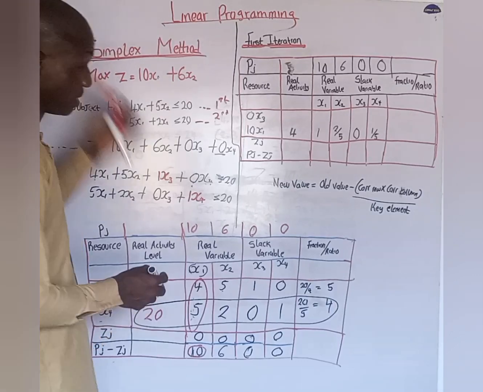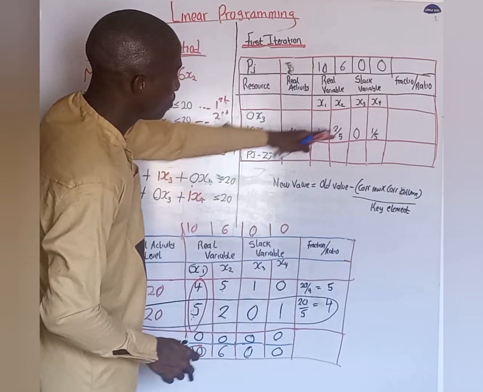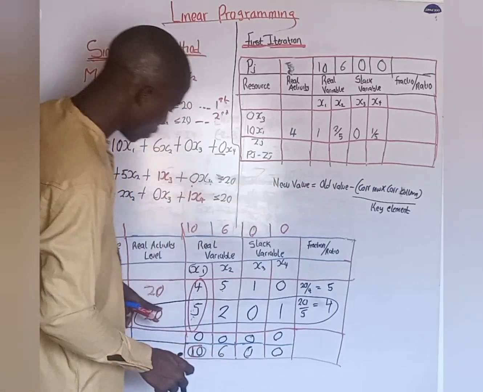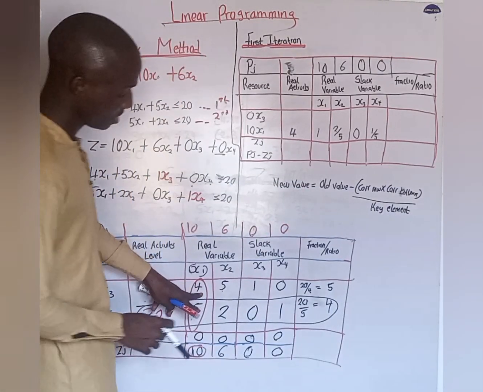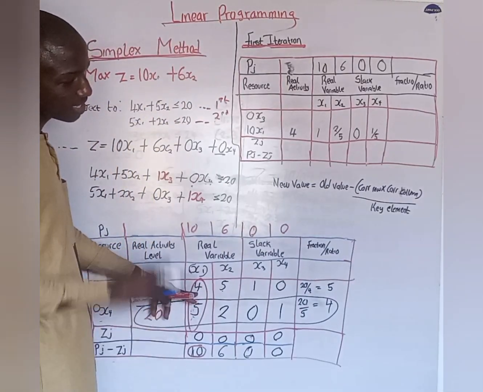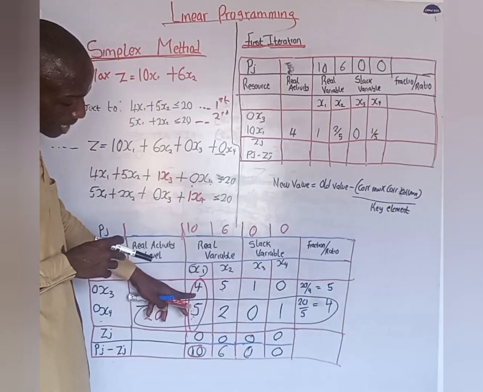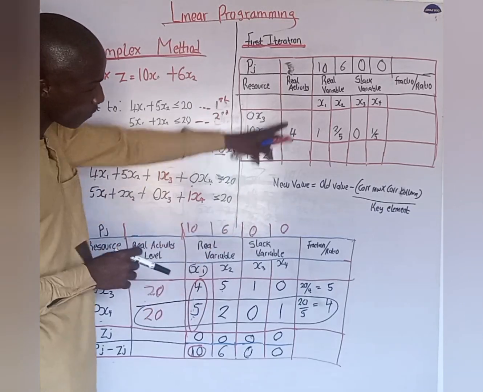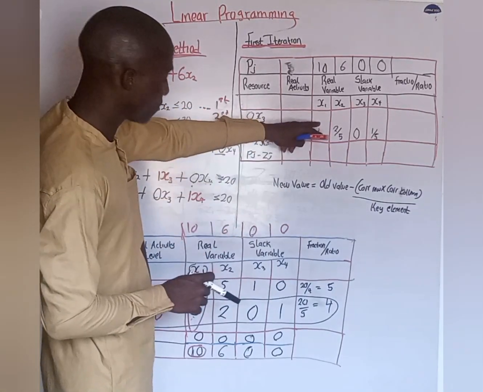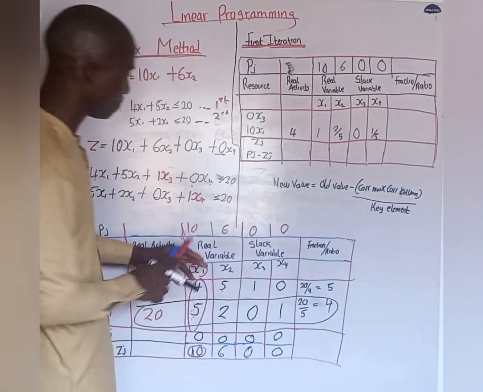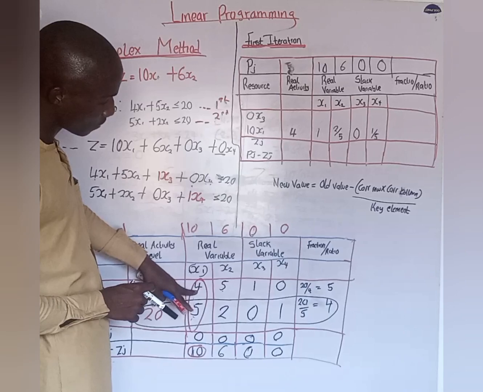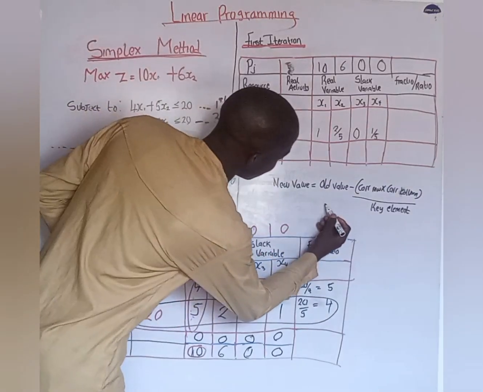What do I mean? This is what I mean. The new value that you are going to be inserting here will be the old value of each element which you have here already, minus the corresponding key row element. If you look at 4 now, let's assume that I want to get the new value of 4 in this place. What do I do? The old value is 4. I'm going to be inserting 4 here.